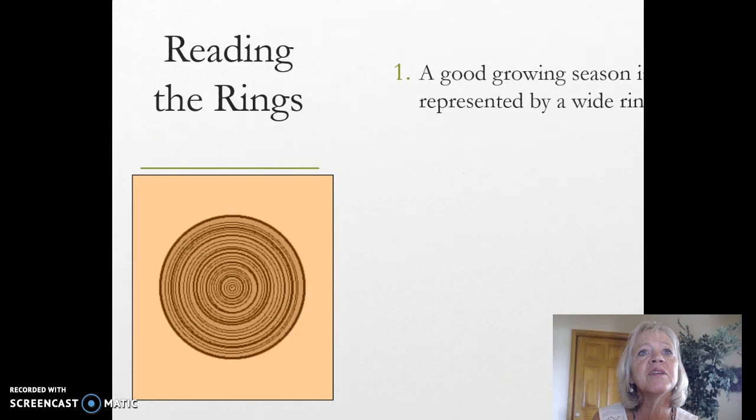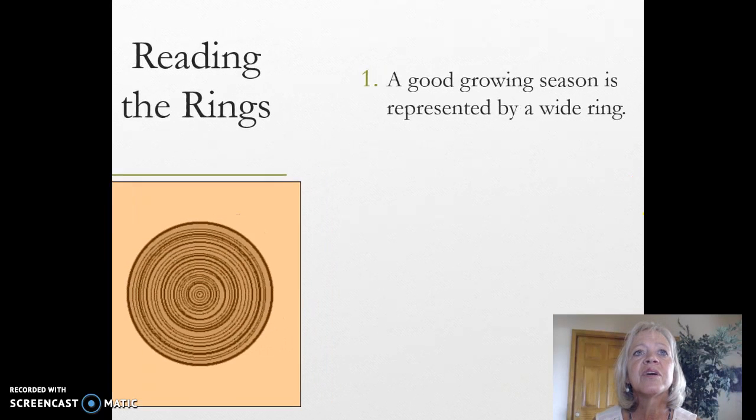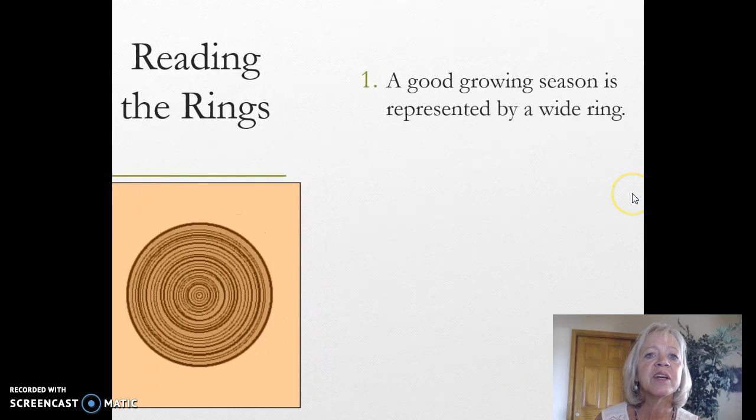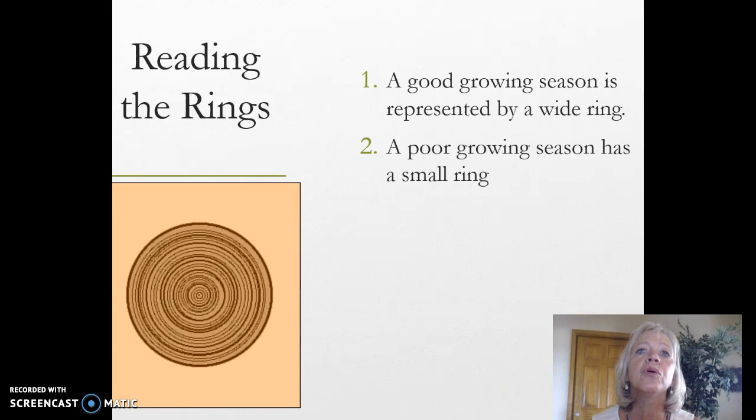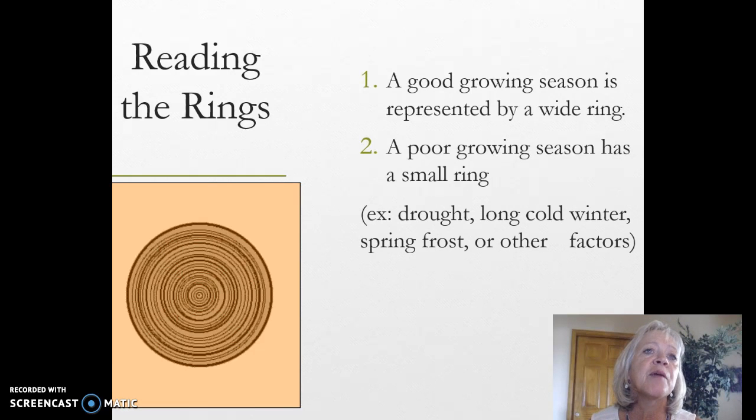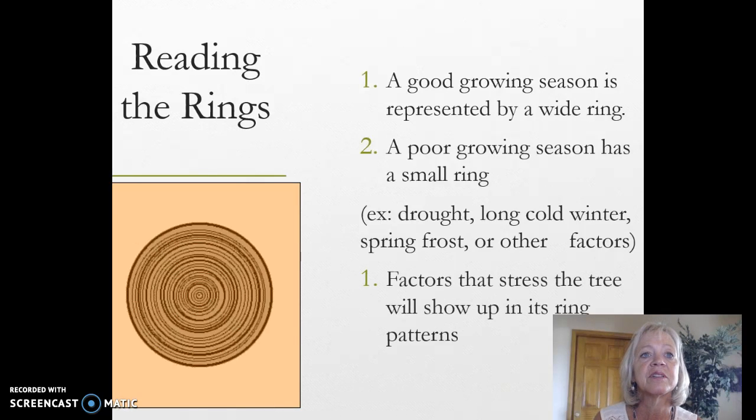So in reading the rings, the important thing to know is a good growing season is a fat and happy ring. A poor growing season has a small ring. Examples of things that can cause those rings to be closer together are drought, long cold winters, frost, and other factors. The factors that stress the tree show up in its tree ring patterns.